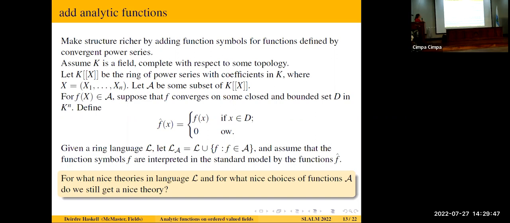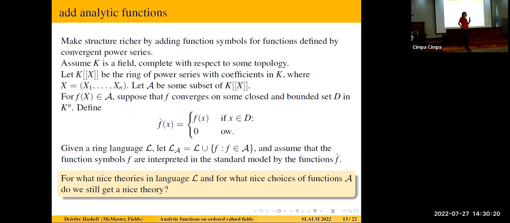So then, given some ring language of interest, so ordered fields or valued fields or whatever it is, we can add function symbols as our functions range over this collection of power series that we're interested in. And then assume that the function symbols are interpreted in the standard model by these functions. So then the question becomes, for what nice theories in some language, and for what interesting choices of functions, do we still get a nice theory, something that we can work with?